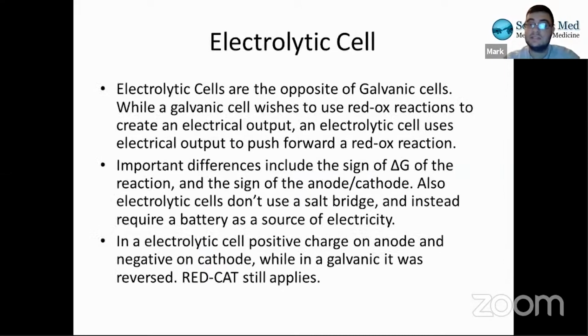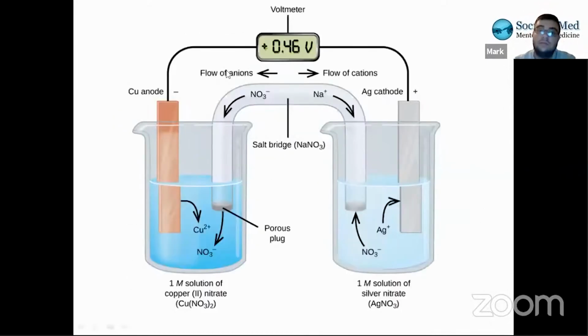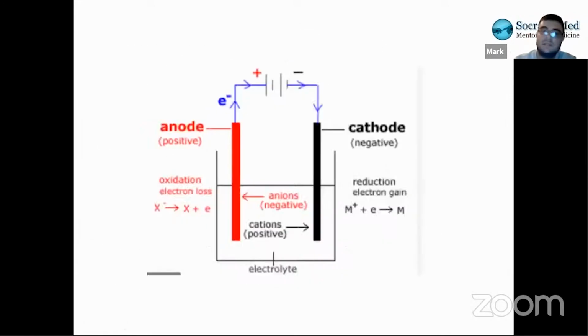Another difference is the sign of the anode and cathode. Like I mentioned before, in a galvanic cell, the cathode is positively charged and the anode is negatively charged. In an electrolytic cell, it's the opposite. If you can see here, the anode is positively charged and the cathode is negatively charged.